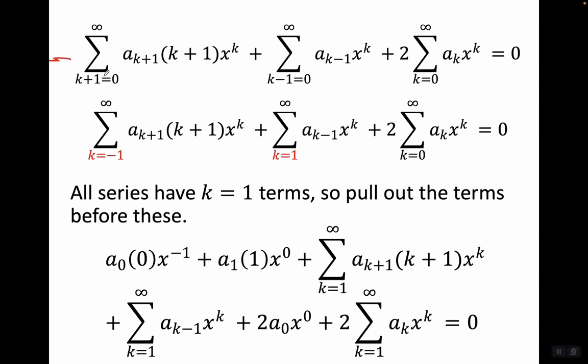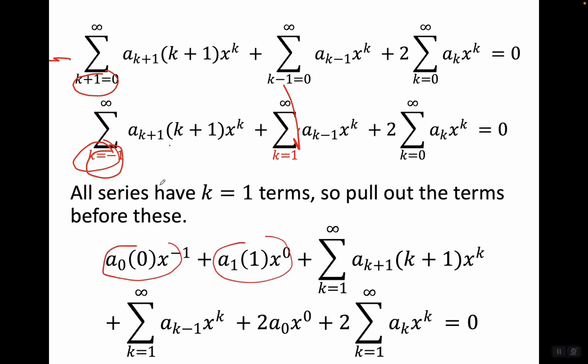Let's rewrite this. Instead of n equals 0, the first series starts at k equals negative 1. Instead of n equals 0, the second series starts at k equals 1. Now, all these series have k equals 1 terms. Everything's fine from k equals 1 onward, but we need to pull out the terms before these. Notice this one begins at negative 1. We can't add these series together. They don't begin at the same spot. This guy starts early. So let's pull out the k equals negative 1 term and the k equals 0 term.